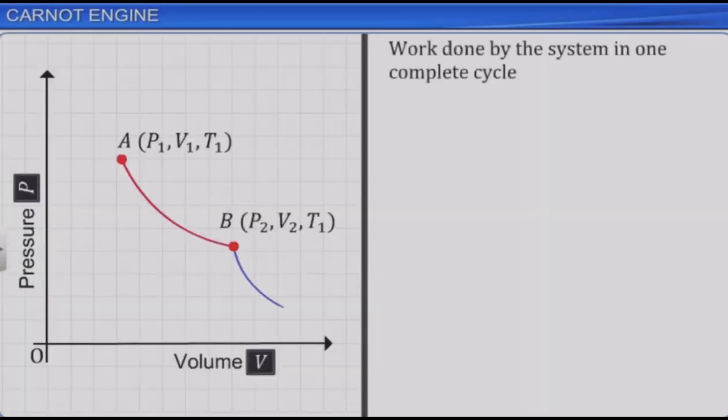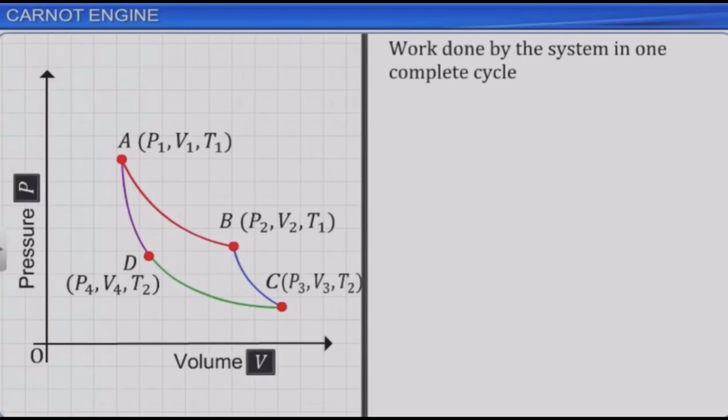In one complete cycle, the work done by the gas W is equal to WAB plus WBC minus WCD minus WDA. Note that we have taken the negative sign for WCD and WDA as the work is done on the system during the compression.